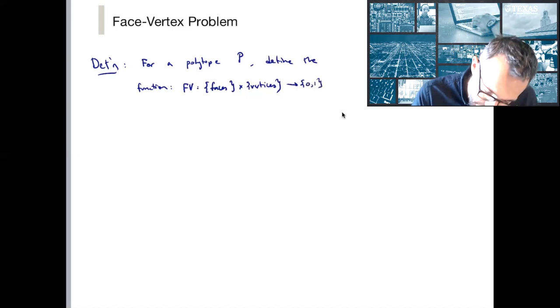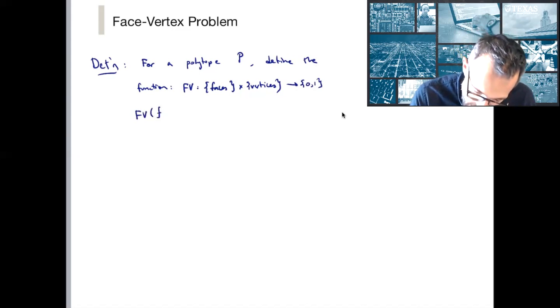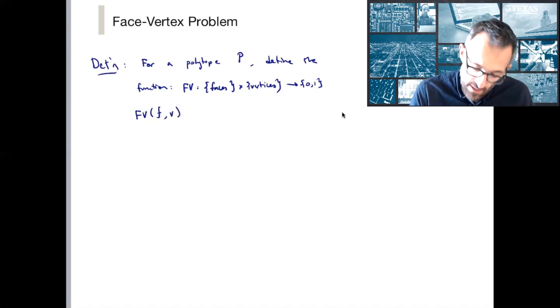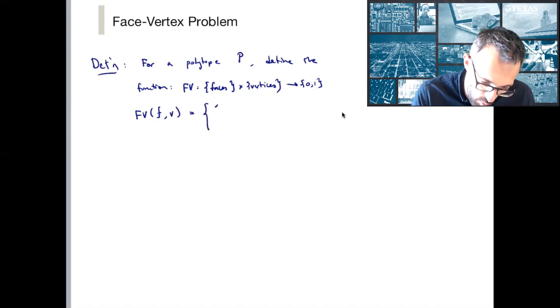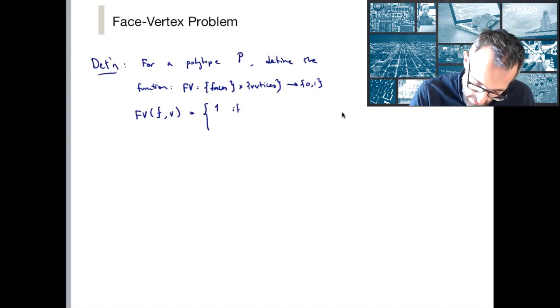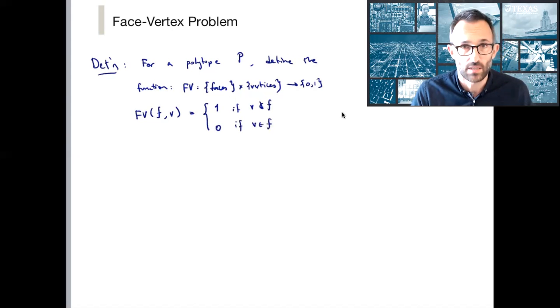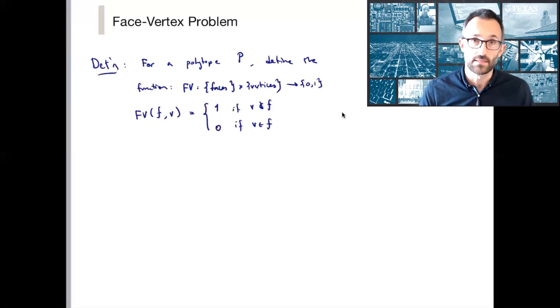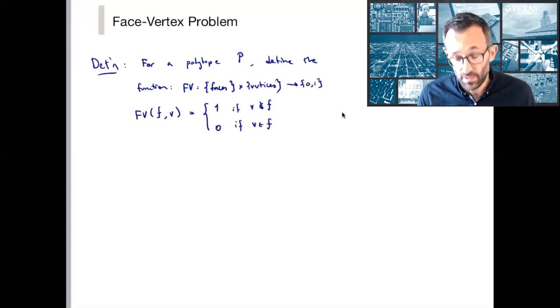such that FV of a particular face F and a particular vertex V evaluates to 1 if that vertex does not belong to the face, and otherwise it evaluates to 0. In other words, if the vertex is on the face, then it is 0. So this is the problem. This is the game that Alice and Bob are going to play.